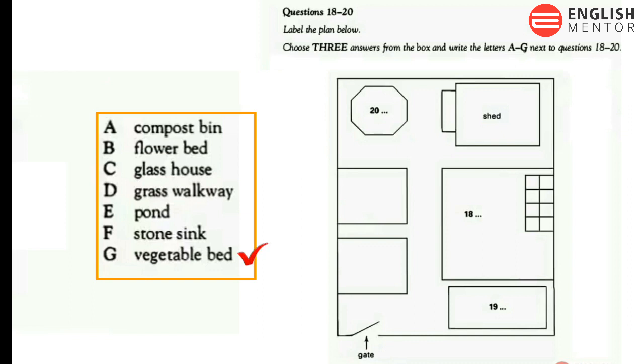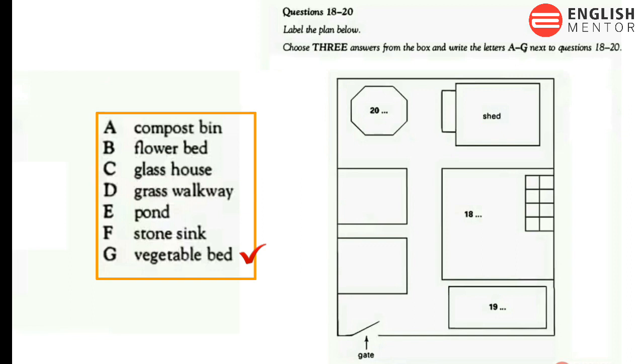In this monologue, a person is talking about a plan. He was talking about how when you enter there is a grass walkway, and around it there are fences and other places. And then he was talking about a big place which is used for the vegetables. So this is the largest place, so that's why we have written G here. And the other answer is C. For 19 the answer is C.